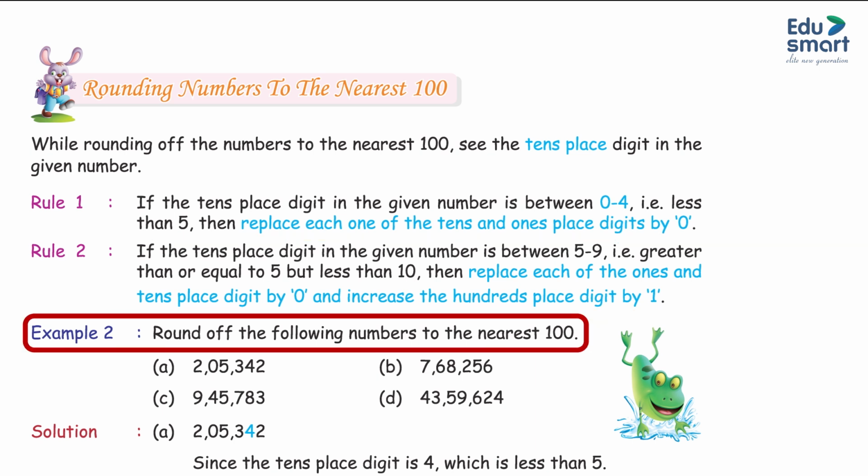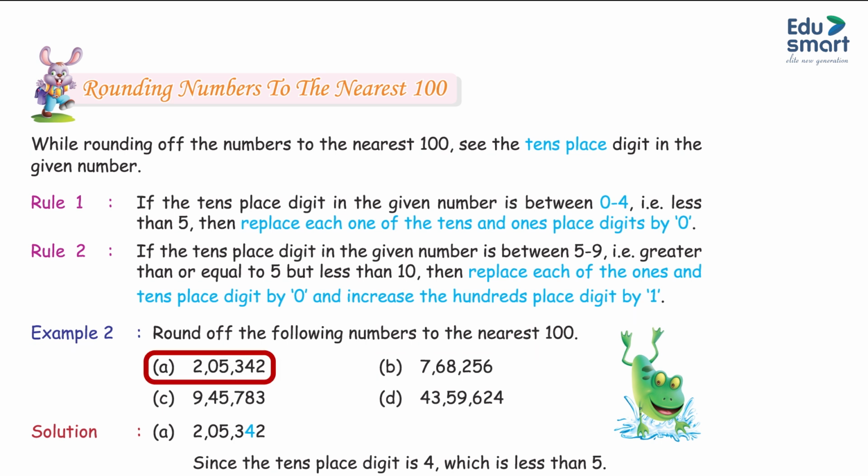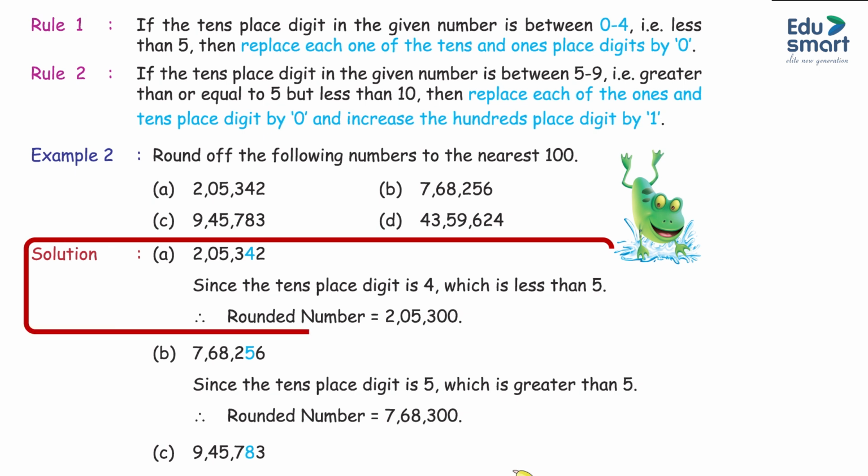Example 2. Round off the following numbers to the nearest 100. A. 205342. B. 768256. C. 945783. D. 4359624. Solution: A. 205342. Since the tens place digit is 4, which is less than 5, rounded number is 205300.